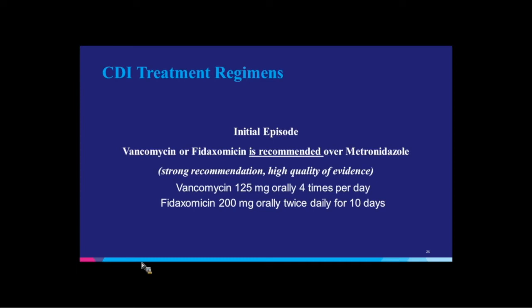The dose for standard C. diff, not fulminant C. diff: vancomycin 125 milligrams orally 4 times a day, fidaxomicin 200 milligrams twice a day. Both of these regimens for 10 days. This is the big takeaway. If you think about C. diff, it's one of these two agents, not metronidazole anymore.